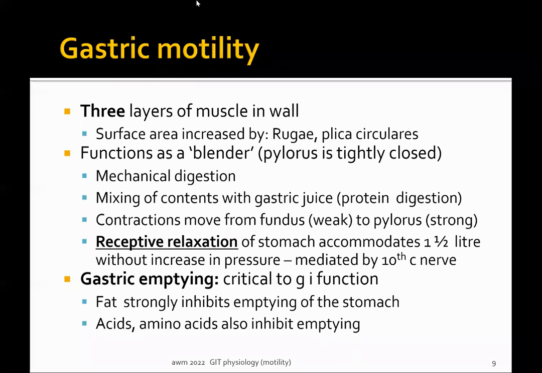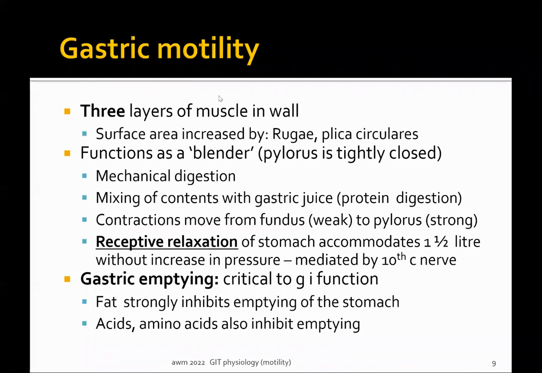Now, there's something that is known as receptive relaxation, because I'm sure you've realized you can eat food, especially if you're really enjoying yourself and the food is really tasty. You can eat and know that you're full, but if you were brought a little more, you would still be able to eat and swallow. So how does your stomach accommodate that?